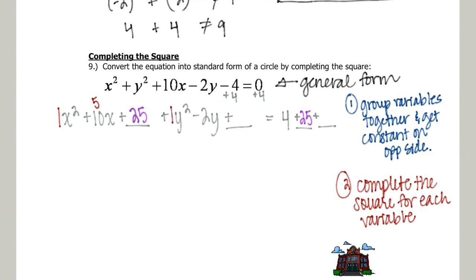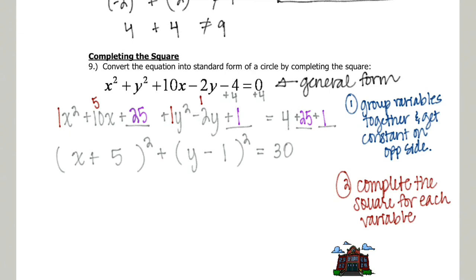Then my y squared has a coefficient of 1, so that's good news. Half of 2 is 1. 1 squared is 1, so we added 1. We're going to add 1 on the right. And now I'm going to rewrite my first as a binomial squared. This is now x plus 5 quantity squared plus y minus 1 quantity squared equals 30.